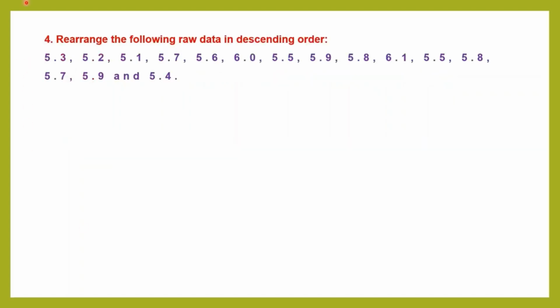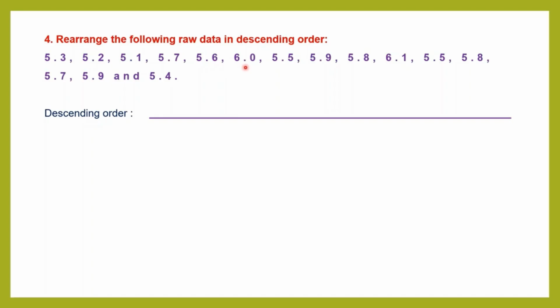Question 4. Rearrange the following raw data in descending order. So we have raw data. Now let's look for the greatest number. Descending means from big to small. So let's begin this question. Descending order, let's look for the greatest. 5.3 is greater than 5.2. It's greater than 5.1. Now we have 5.7. Okay, let's see if there's anything greater than 5.7. 5.6 is smaller. 6. 6 is greater.